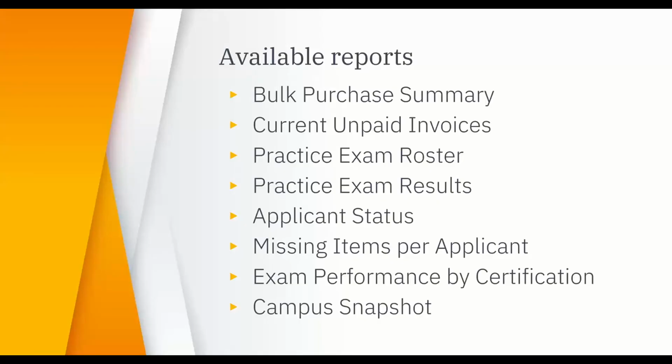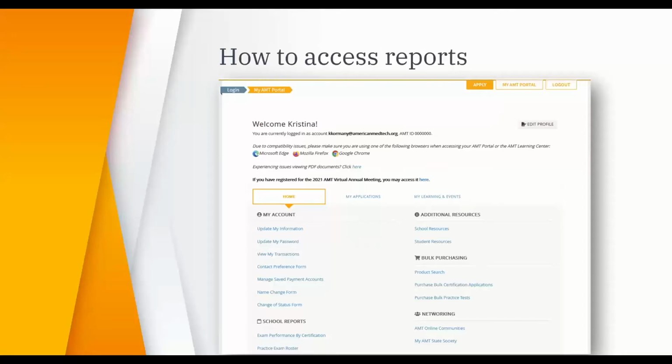Here is a list of all of the available reports. Most schools use these reports to help track and monitor their student certification progress. To gain access to your reports, you must first visit the AMT website and log in to access your portal. Once you are logged in, you will be in your school portal and be able to see the available reports in the left-hand column under the My Account information. If you are also an AMT member yourself, please ensure you are logging in with your school login and not your personal member login.